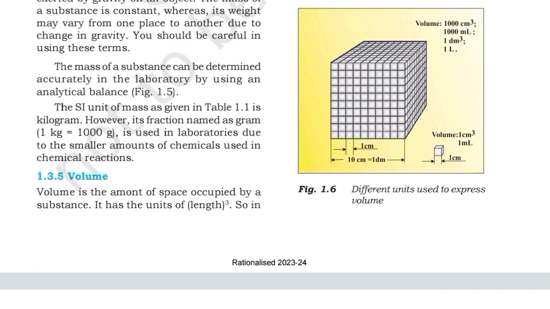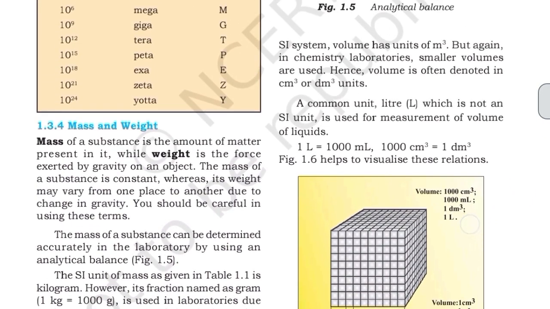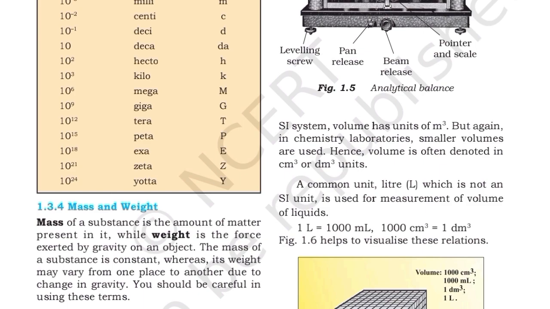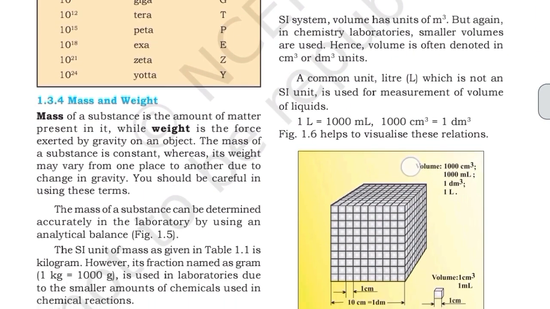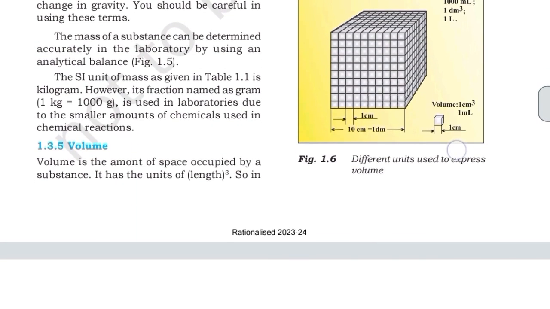Volume. Volume is the amount of space occupied by the substance. It has units of length to the power 3. So, in the SI system, volume has the unit of meter cube. But again, in chemistry laboratories, smaller volumes are used. Hence, volume is often denoted by centimeter cube or decimeter cube units. A common unit, liter, which is not an SI unit, is used for measurement of volume of liquids. 1 liter is equal to 1000 milliliter. 1000 centimeter cube is equal to 1 decimeter cube. Figure 1.6 helps to visualize these relations.